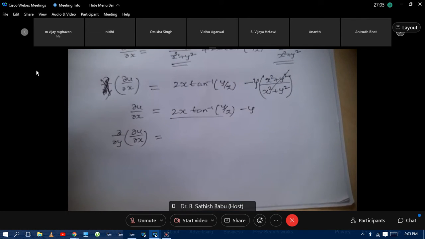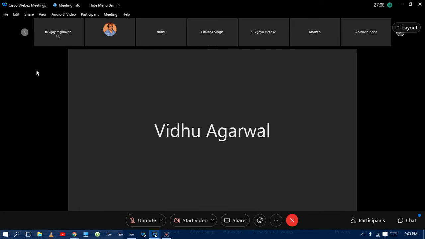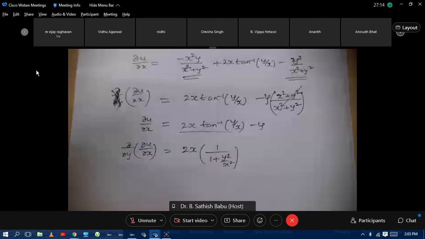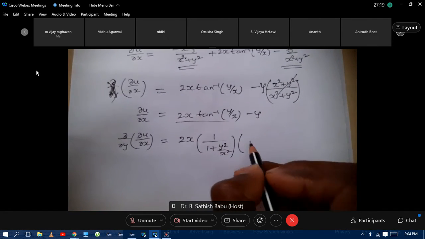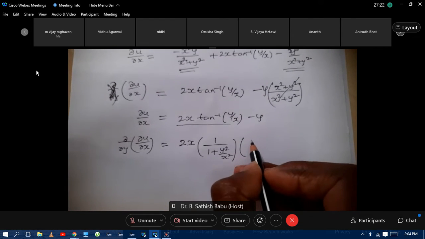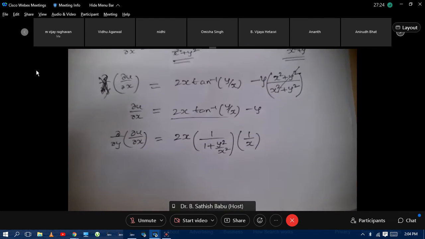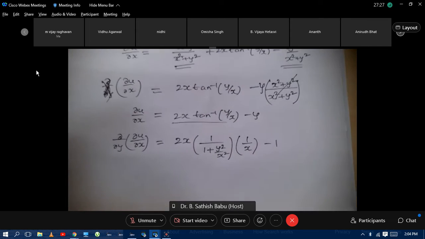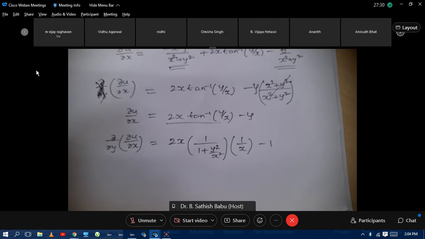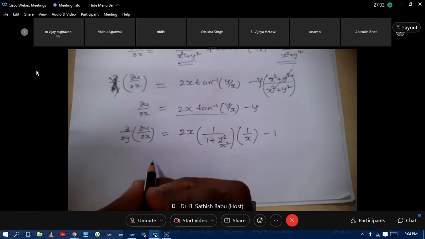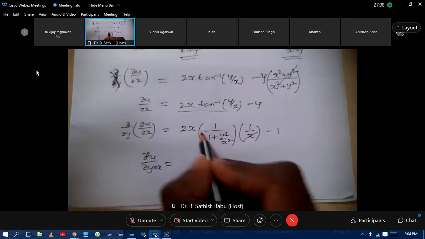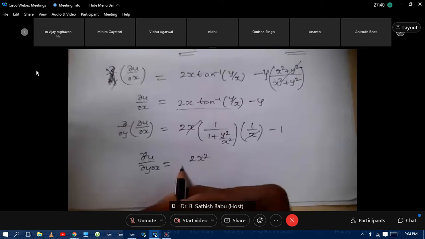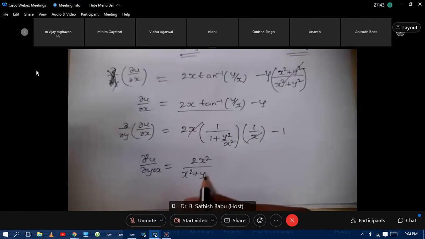We keep 2x as constant and then tan inverse y by x. Correct. Differentiation of tan inverse of y by x gives us 1 over 1 plus y square by x square, into differentiation of the interior term. Should I write it as minus y by x square, or 1 by x? 1 by x. Minus 1. Have I done with the differentiation process? Dou square u over dou y dou x. 1 x can be cancelled. It becomes 2 x square divided by x square plus y square.